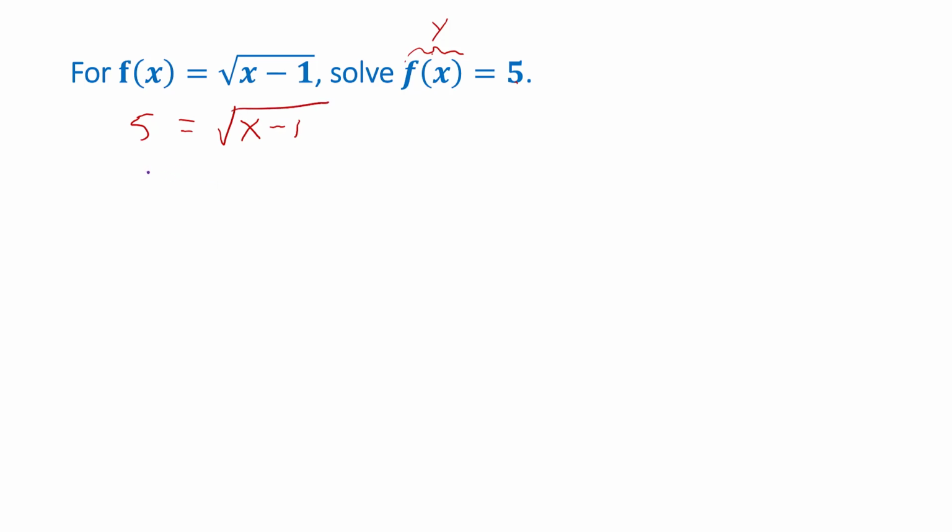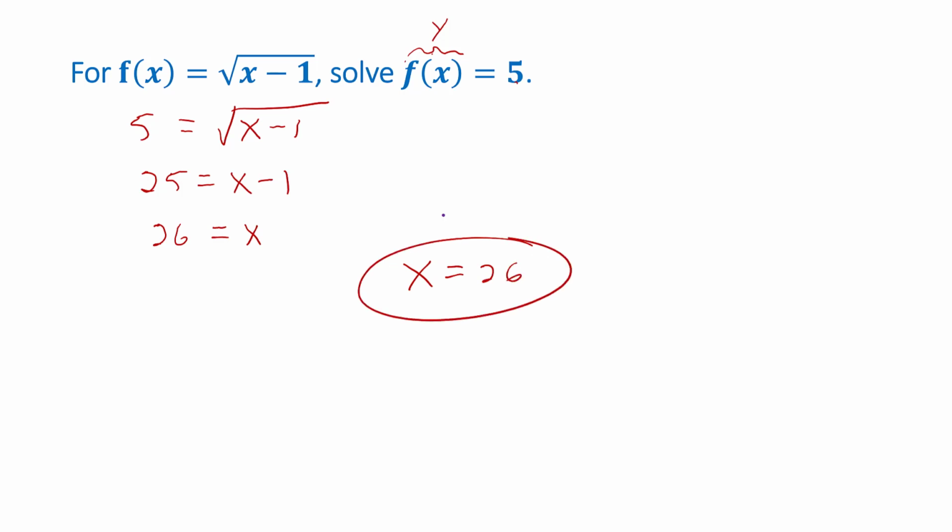We can square both sides to get 25 equals x minus 1, and then add 1 to each side, giving us 26 equals x, and we usually like to write this as x equals 26. So that is our solution here. It's the solution to f of x equals 5.